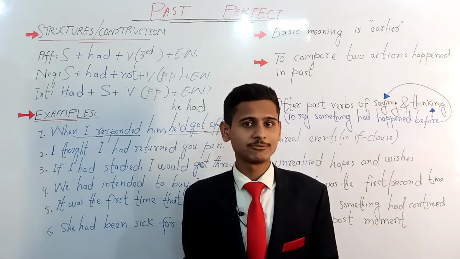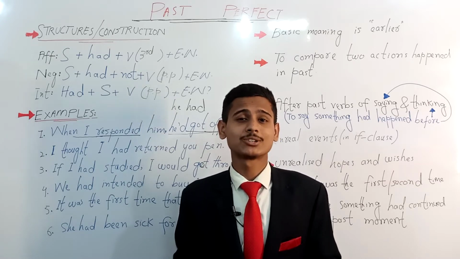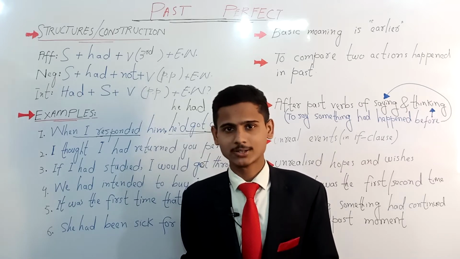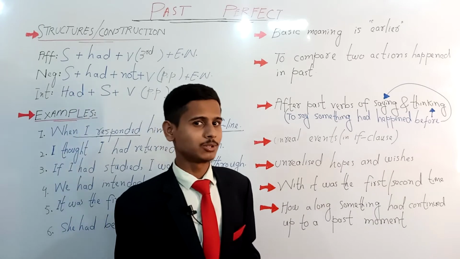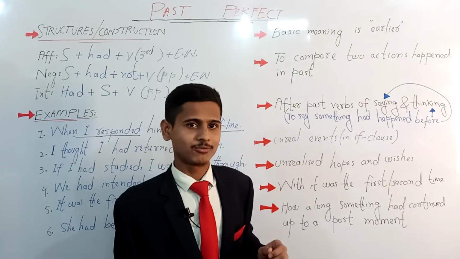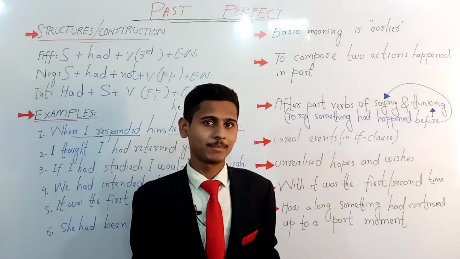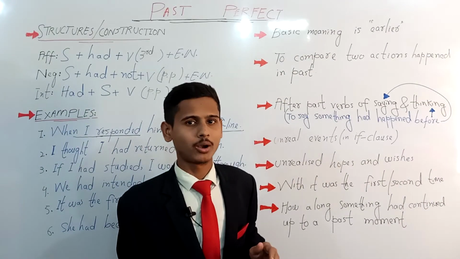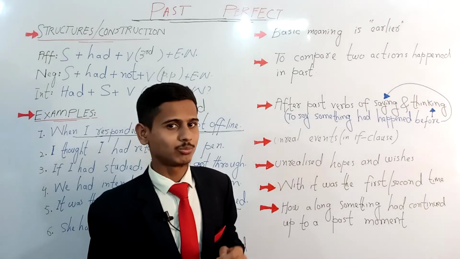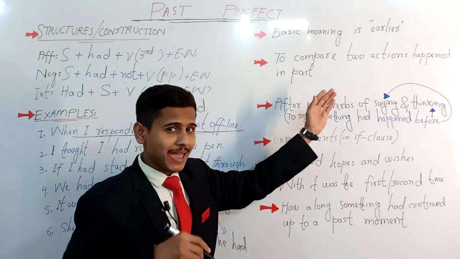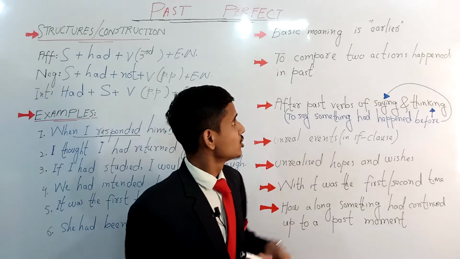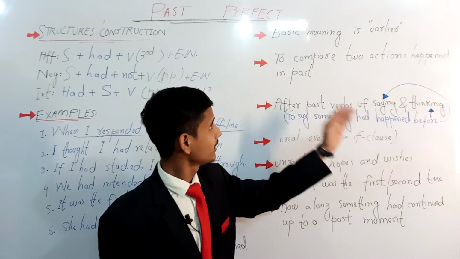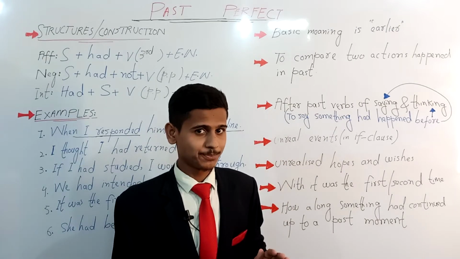And now I'm going to discuss some advanced points regarding past perfect, specifically what can be called the usages of past perfect, where else we can use it. Let's start with the second one, as the first one has been discussed before. We use past perfect tense to compare two actions. We use past perfect tense to compare two actions that happened in the past, right?